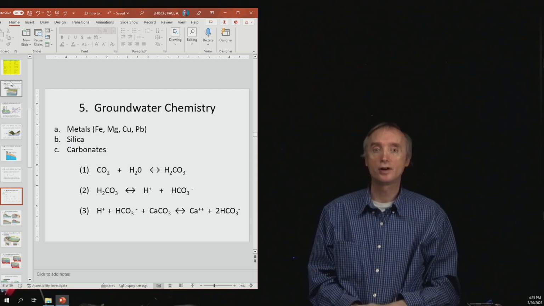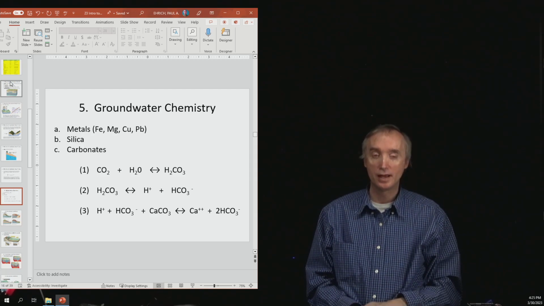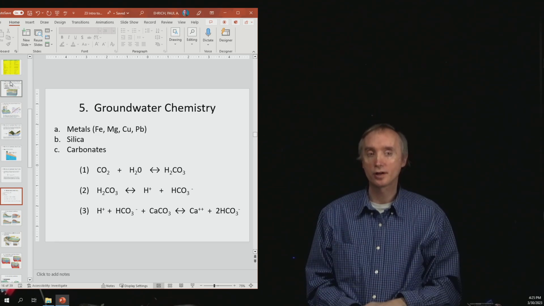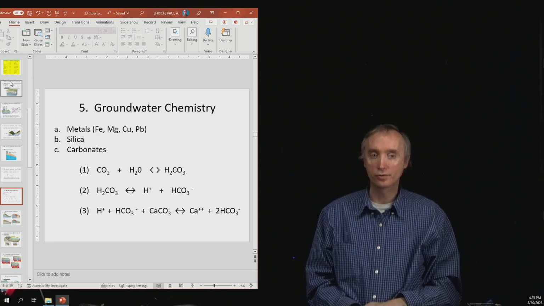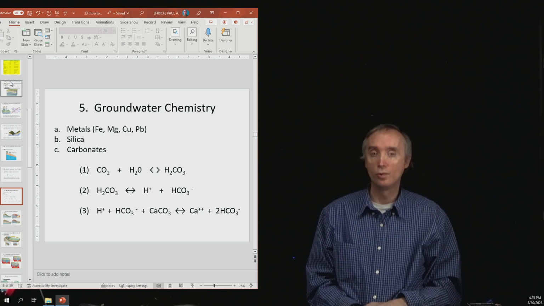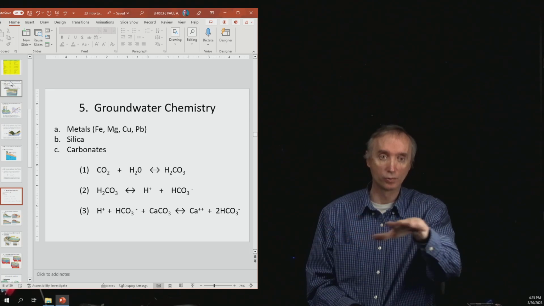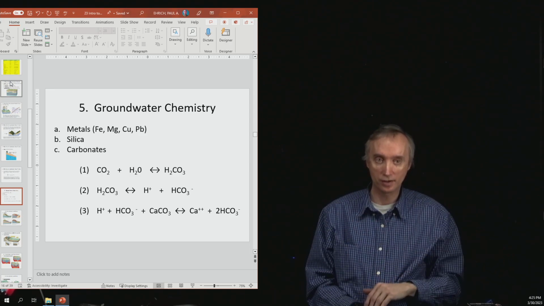Okay, now we want to talk about groundwater chemistry. And so let's go back to when we were talking about rivers. What were the three things that a river could carry in its channel? Okay, one was dissolved materials, one was sediment, like clay and silt that were in suspension, and then one was things like pebbles and rocks, which tended to either bounce or roll along the bottom of the river channel.